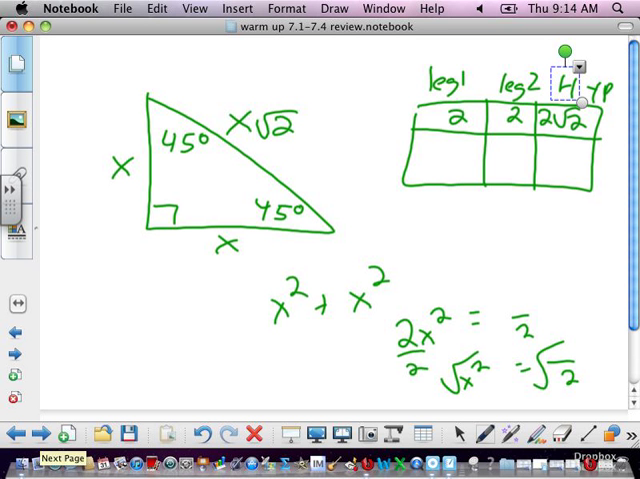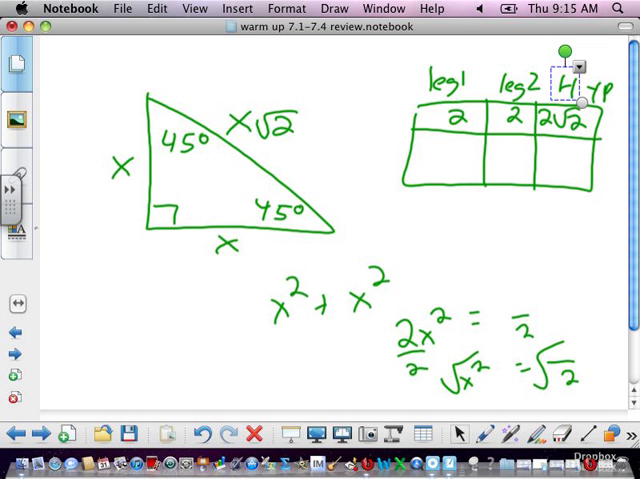That's what that whole calculator activity is about: figuring out that if you know what the leg is, you multiply it by the square root of 2. That's the whole point of that activity.